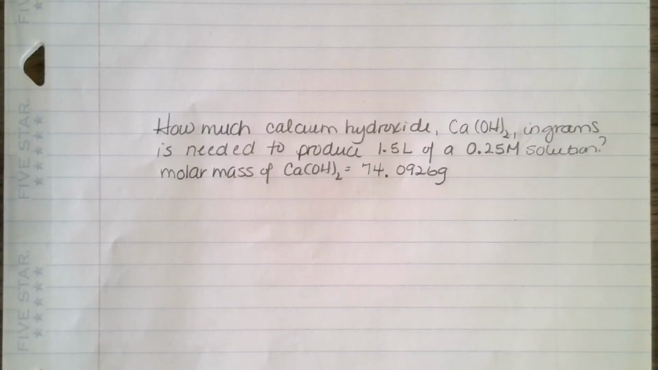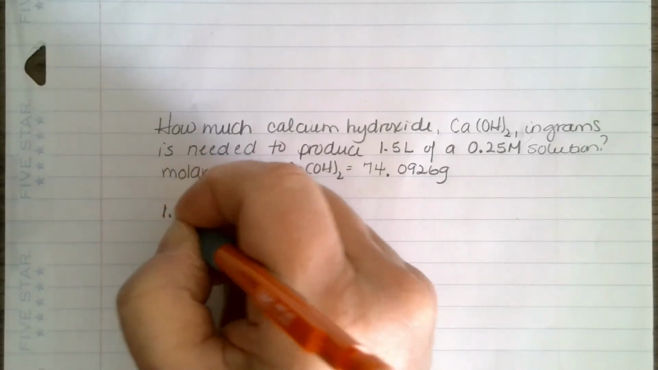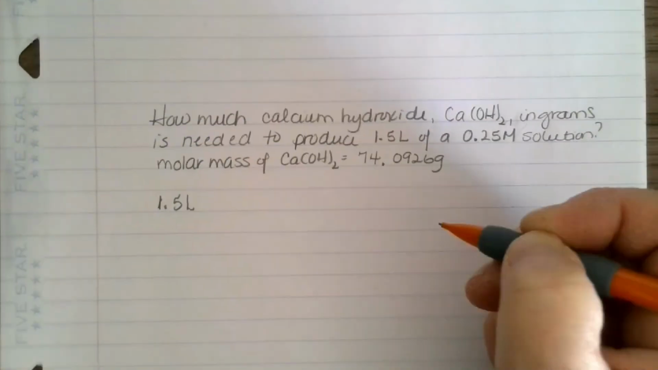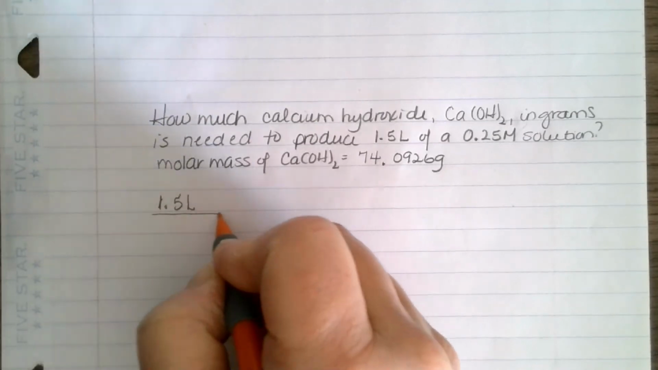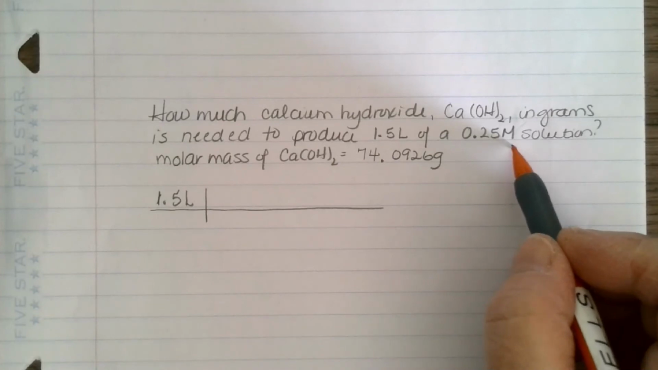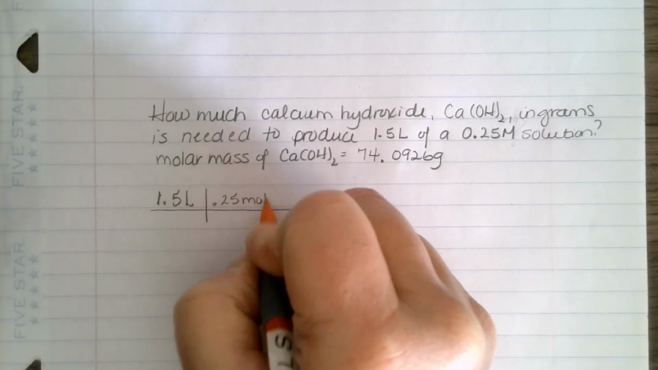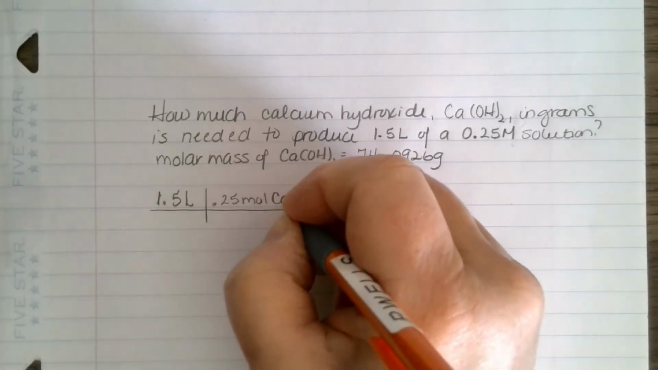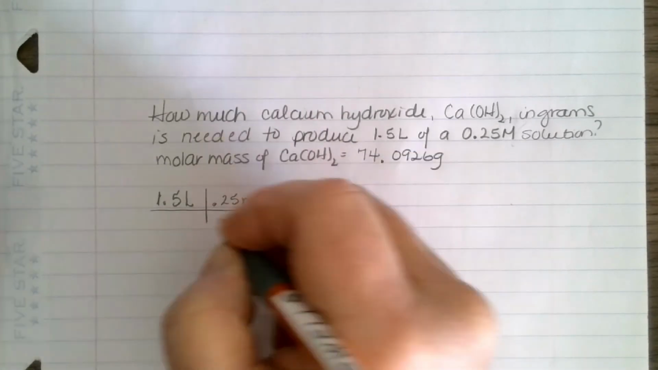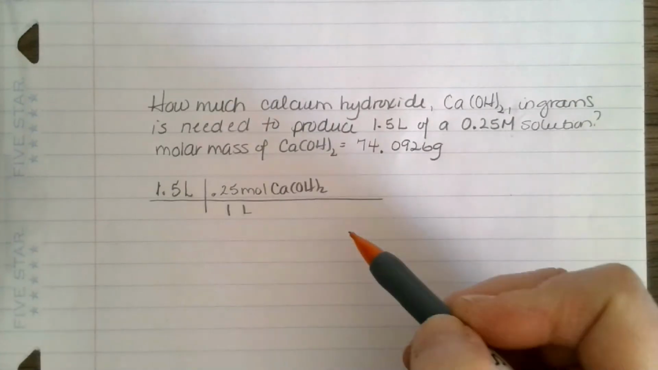So as I said before, the word "in" means divide and the word "of" means multiply. So if I want to have 1.5, again, we're going to use our dimensional analysis, 1.5 liters of, so I'm going to multiply. This is my dimensional analysis. I have this molar right here. This means I have 0.25 moles of calcium hydroxide in 1 liter. Again, now my liters are going to cancel out, my labels are going to cancel out, I'm in moles.